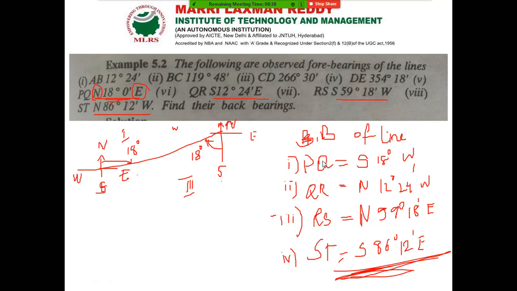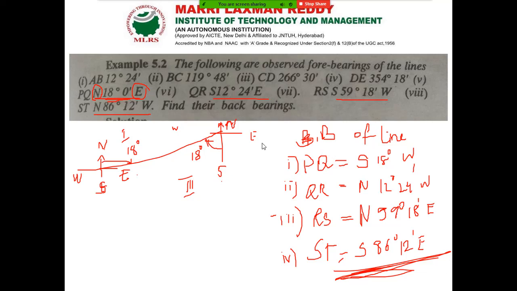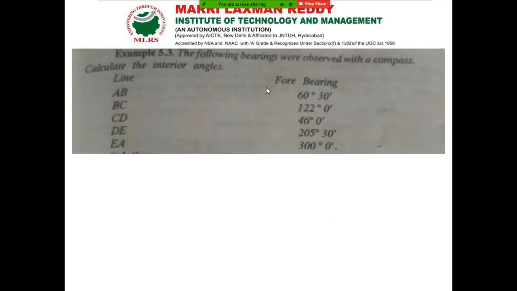So this is the way we have to convert. This is what we have to get if they have given four bearings. So our next problem.